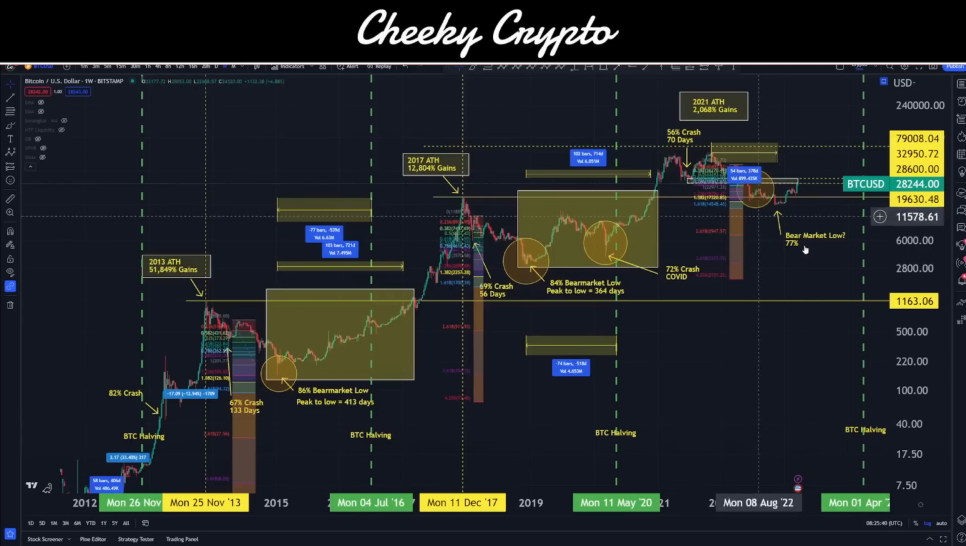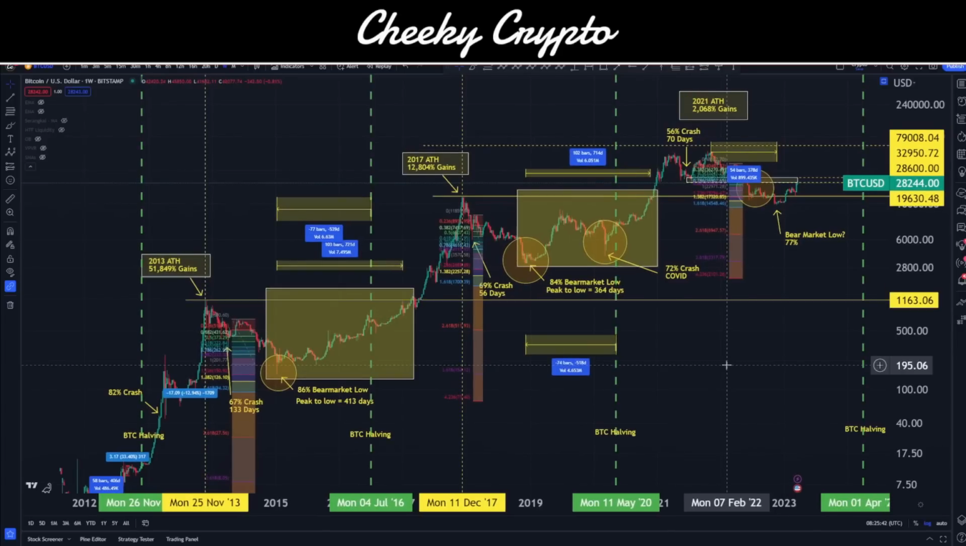So what we're going to do is, here we have a chart that I've drawn all over. It's messy as hell, but that's how my mind is. I can look at all these things and it makes perfect sense to me, and I try to explain it to you guys the best I can. We have essentially three peaks. The 2013 peak up here was basically $1,163. We then have a 2017 peak up here, $19,630.